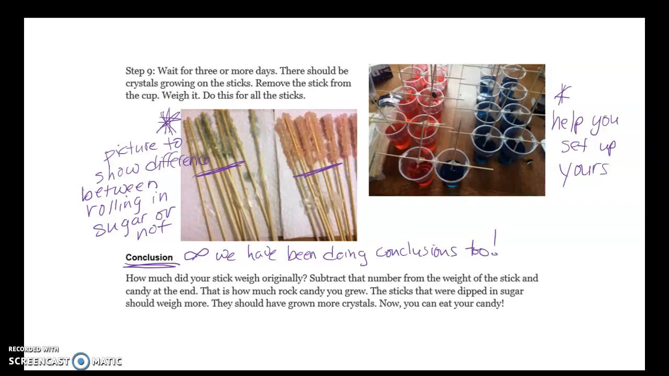So my guess, if the ones that had the sugar rolled on them grew more, then these are probably the ones that had rolled in sugar. That's my guess. I'm just making a prediction. Because that's part of annotating also. It's just making a prediction.